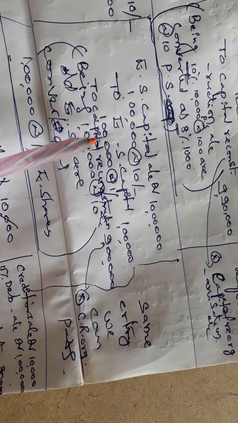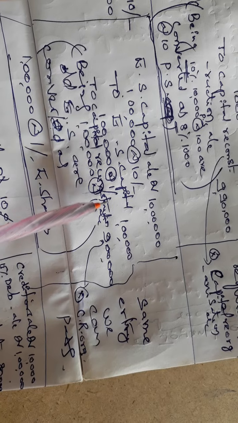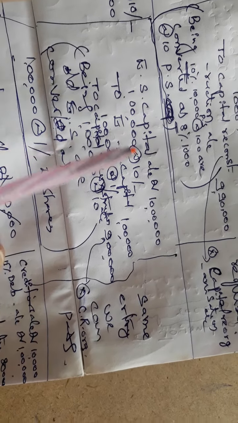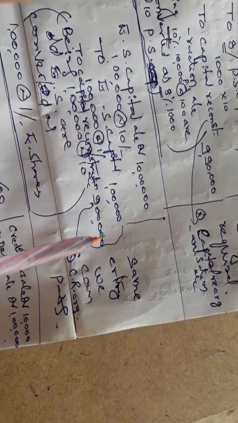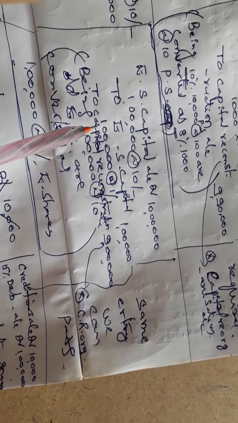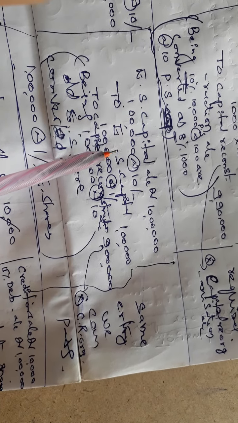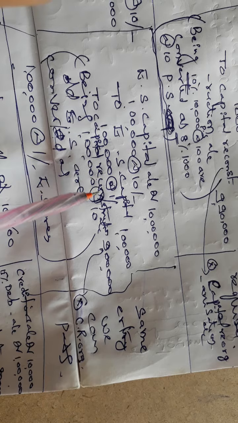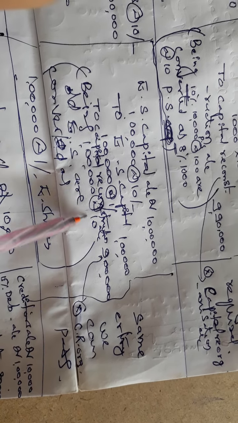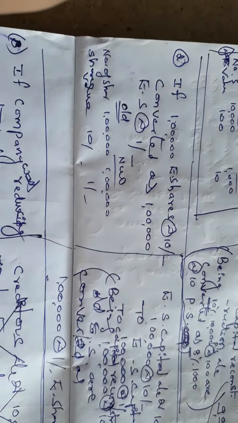This amount, please show in the name of capital reconstruction account in case of reconstruction. In case of reorganization, show it as capital reorganization. Narration being: 1 lakh old equity shares, each one 10 rupees, converted as 1 lakh new equity shares, each one 1 rupee. That is our present narration.